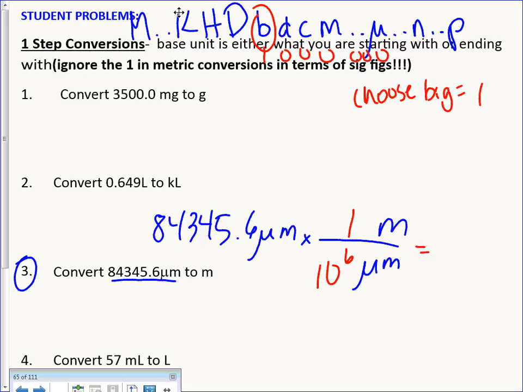Okay, so in your calculator, put 84,345.6 divided by 10 to the 6. And if you're using exponents in your calculator, sometimes you want to double check and just put parentheses around this, just so the exponent stays where it's supposed to and doesn't apply at the end to the final answer. Tell me what you get. You should get 8.4.